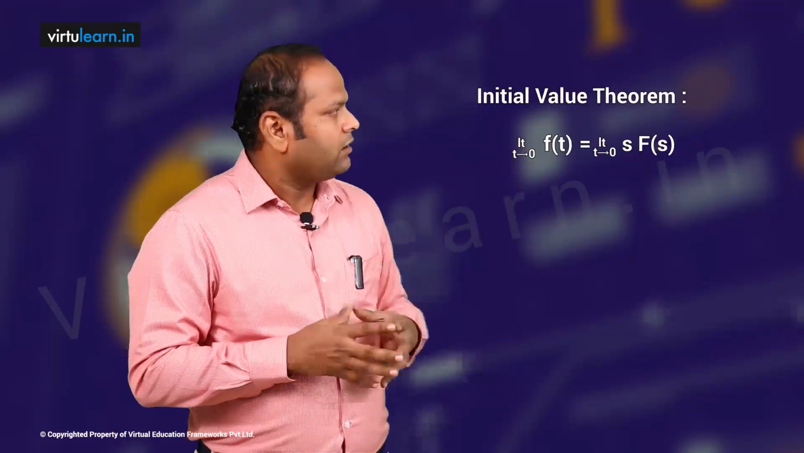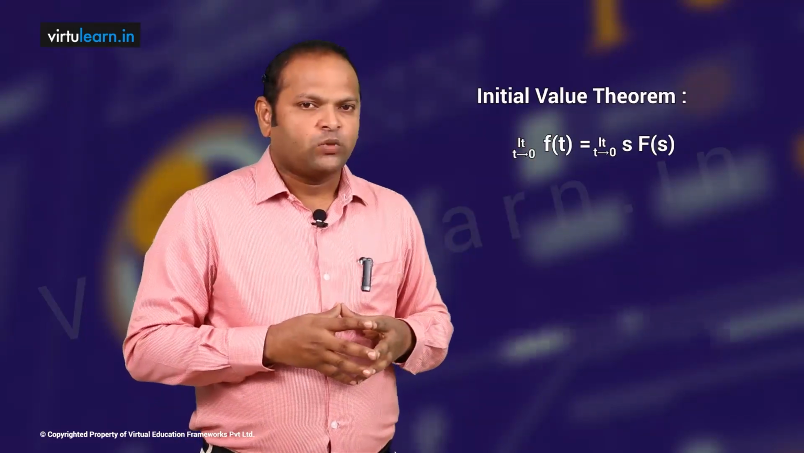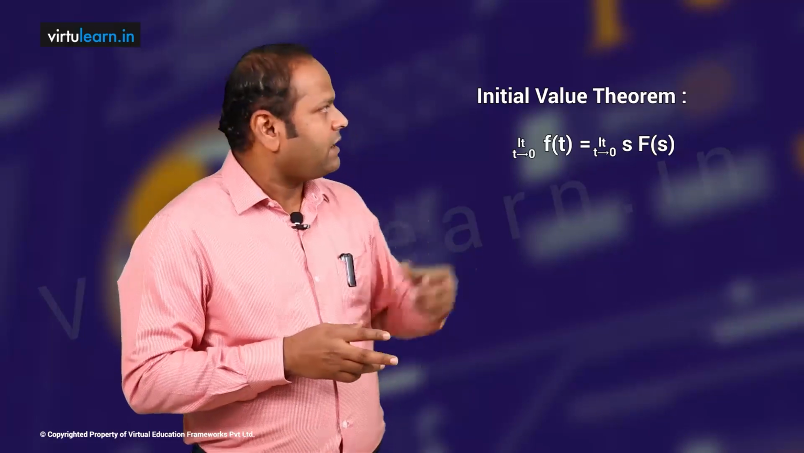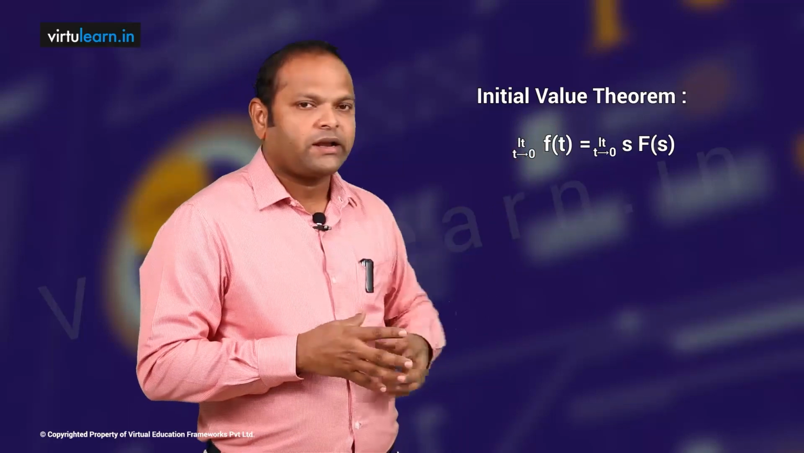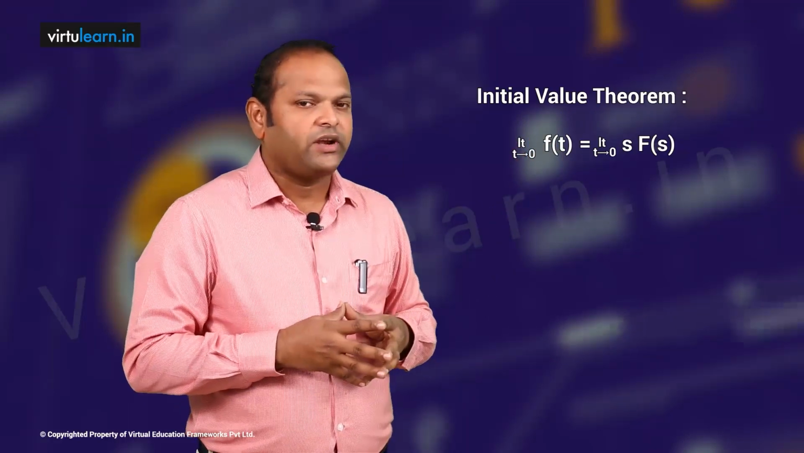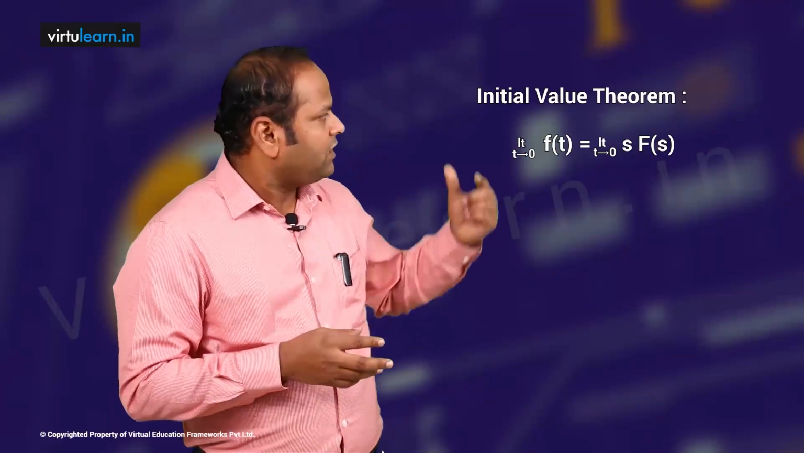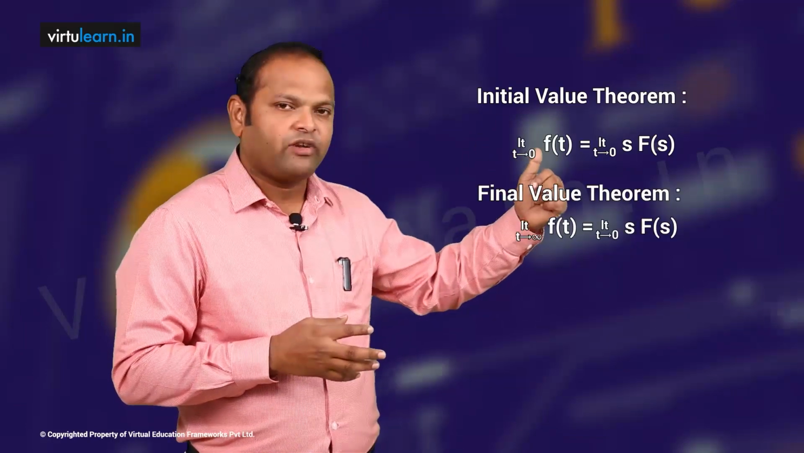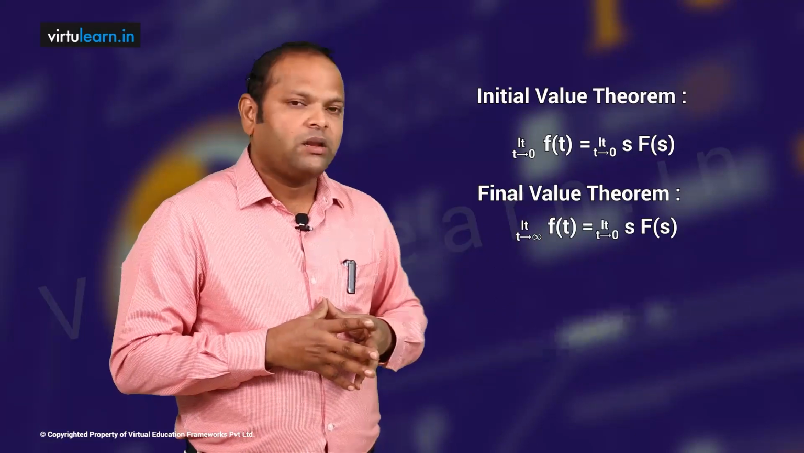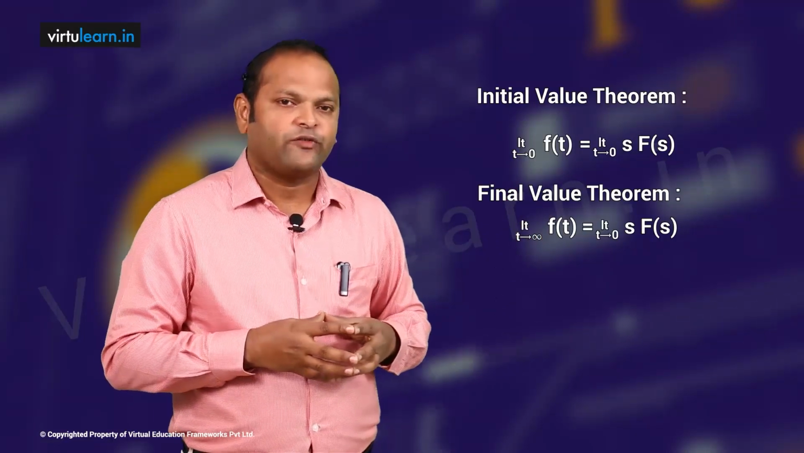Not only this, we also have some theorems. We have basically 3 theorems from the Laplace transforms which are useful for us. The first is the initial value theorem. So what is the initial value theorem? We can write limit t tends to 0 of f of t as limit s tends to infinity of s into F of s. Similarly, we have the final value theorem, where limit t tends to infinity of f of t we can write in Laplace as limit s tends to 0 of s into F of s.